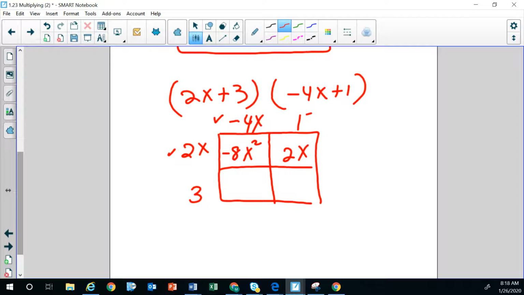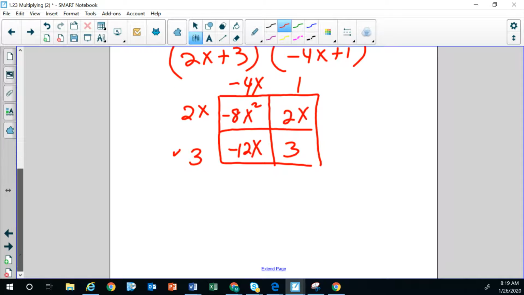All right? Now I'm going to take 3 now. The 3 I'm going to multiply by the negative 4x. 3 times negative 4 is negative 12. That gives me negative 12x. The 3 times the 1, let me erase this little. All right. The 3 times 1 just gives me 3.